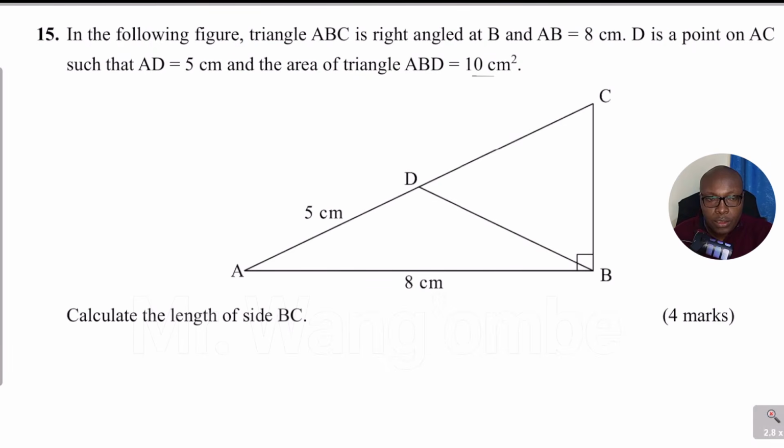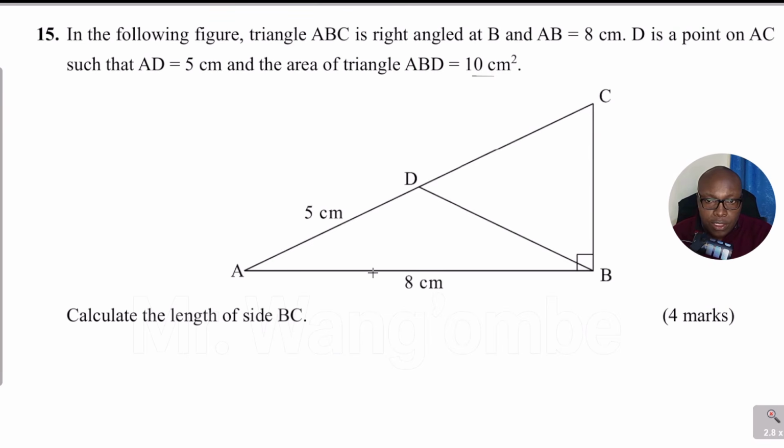Question 15. In the following figure, triangle ABC is right angled at B, and AB is equal to 8 centimeters. D is a point on AC such that AD is equal to 5 centimeters, and the area of triangle ABD is 10 centimeters squared. The figure is there. You're supposed to calculate the length of side BC. So look at the triangles given there.